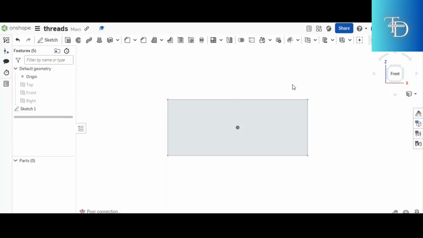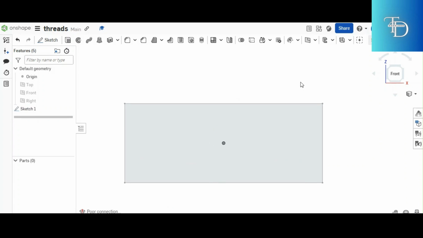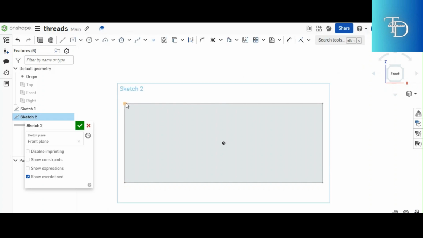Now, given that the pitch was 5 units, 5 millimeters, the first thing that you do is you mark 5 units, which is the pitch. You mark 5 units from that corner right there, and then from the opposite corner, you mark another 5 units.